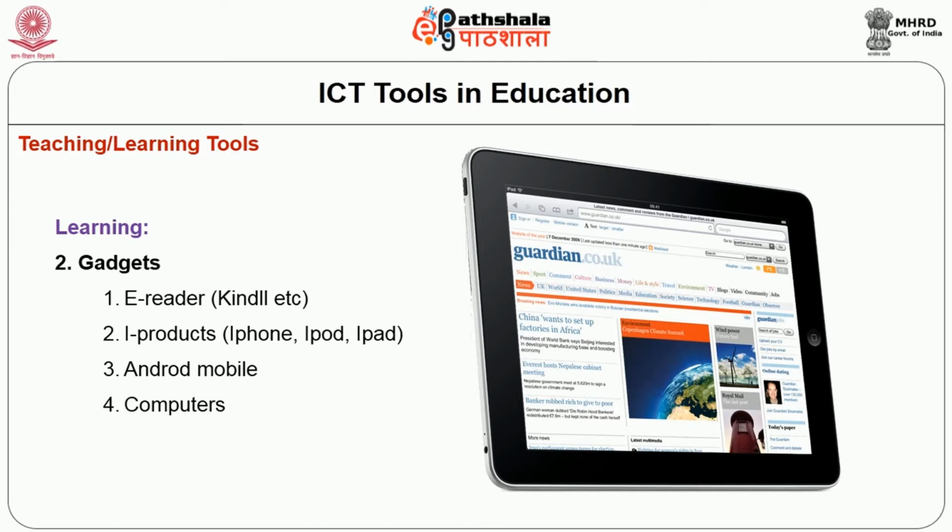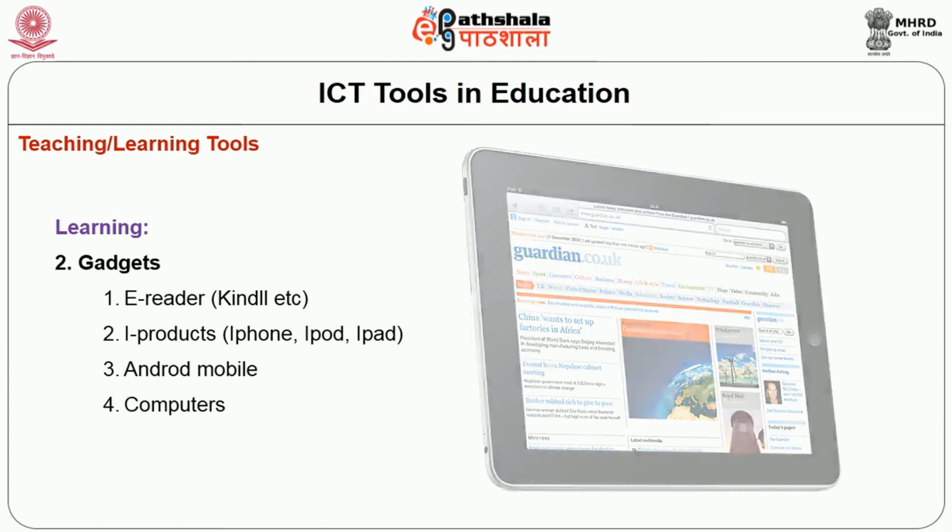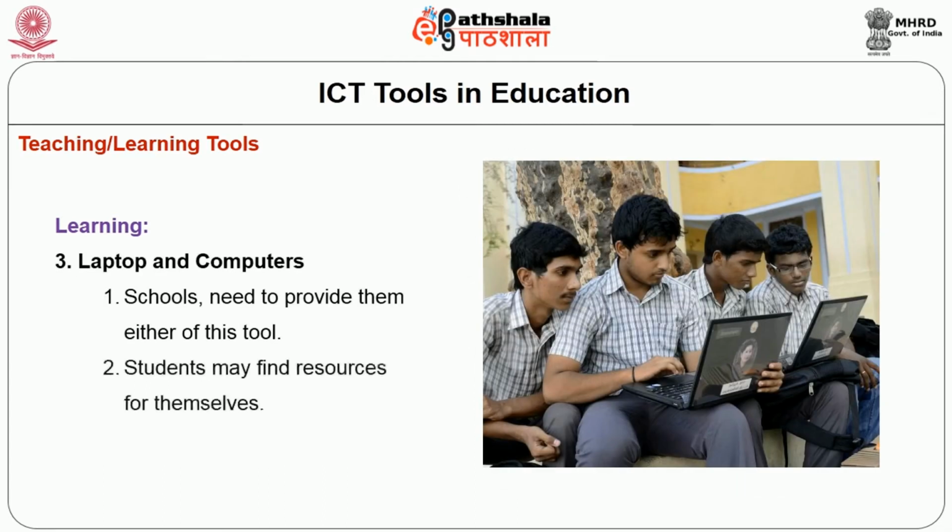iProducts. We have iPhone, iPod, iPad which come under that category. Steve Jobs first introduced the iMac in 1998. He proclaimed that the I stood for Internet. Android Mobile. Android Mobile is a mobile with the Android operating system, which is found on a variety of modern devices. It is the most popular smartphone. Computers, an electronic device that stores and manipulates information. Laptop. Laptop is a computer that is portable and suitable for use while traveling.